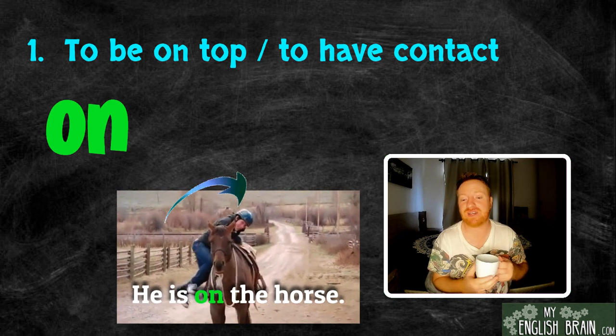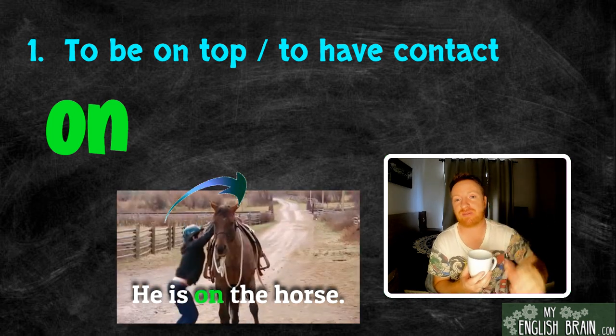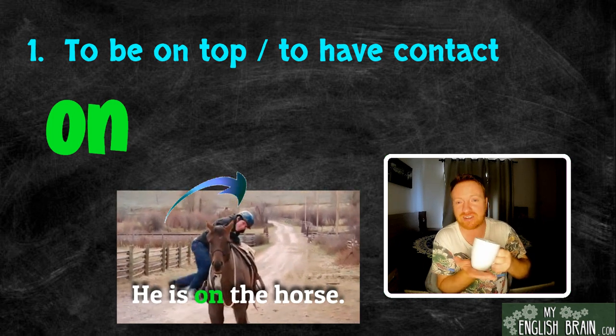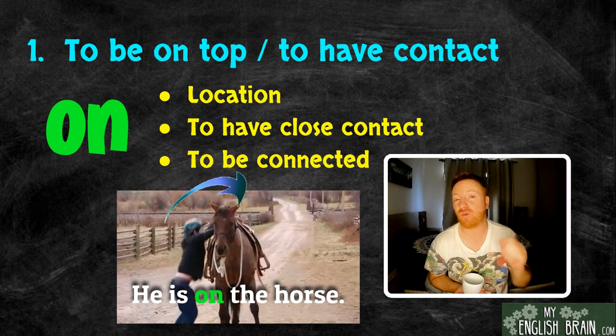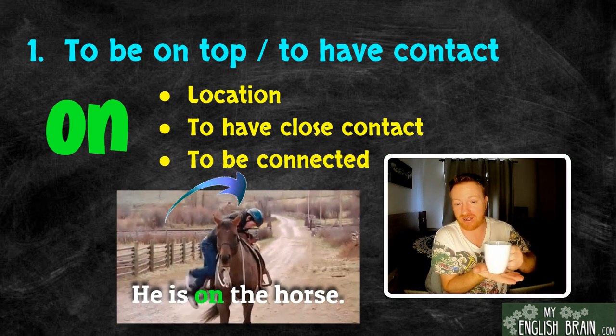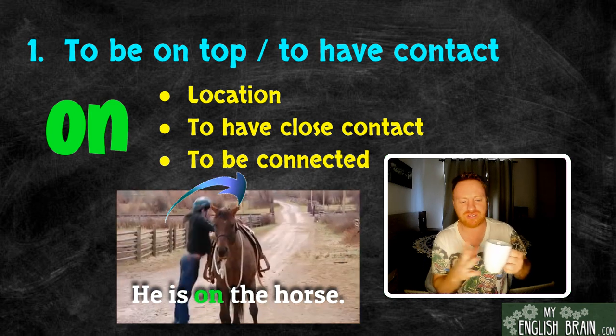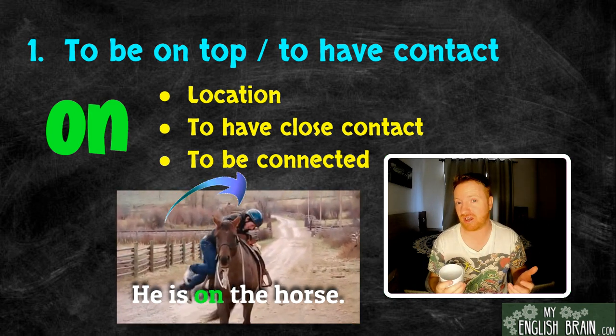In this example, we can see that he is on the horse. His body is on top of the horse, but also he has the contact between him and the horse. So, when we use on, we emphasize the location of on, but we also emphasize that 2 things have contact or that they are connected when we use on.